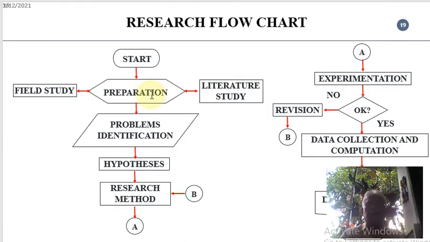This is the research flowchart diagram. We start with preparation. We need the field study and literature study, and after that we identify the problems and design the hypothesis. We start with research methods using a quantitative approach, and then we start with experimentation. We collect the data, start the computation, and then we document the conclusion.